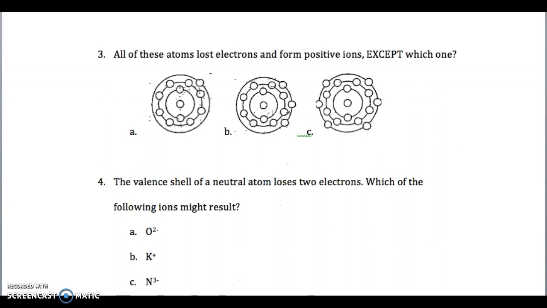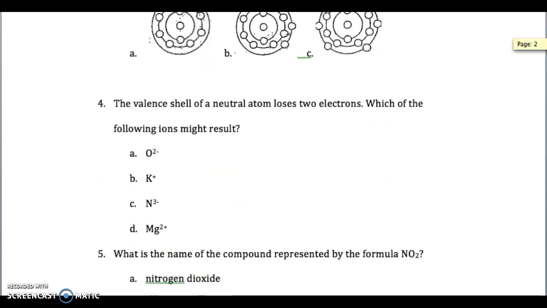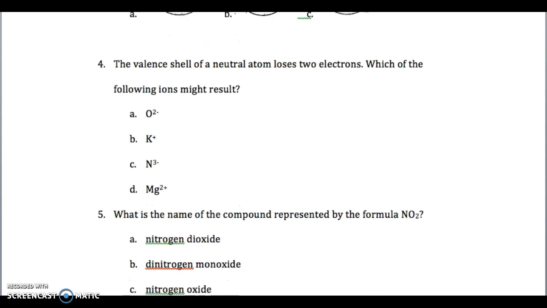Number 3. All of these atoms lost electrons and formed positive ions except which one? A, B, or C. Number 4. The valence shell of a neutral atom loses 2 electrons. Which of the following ions might result? A, O2 negative. B is K positive. C is N3 negative. D is Mg2 positive.